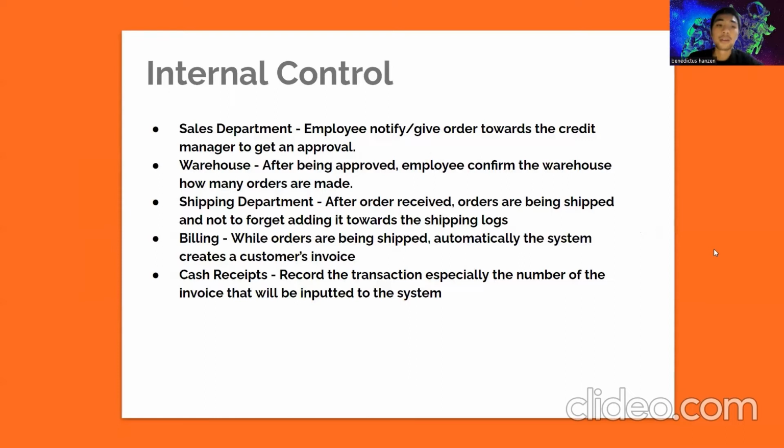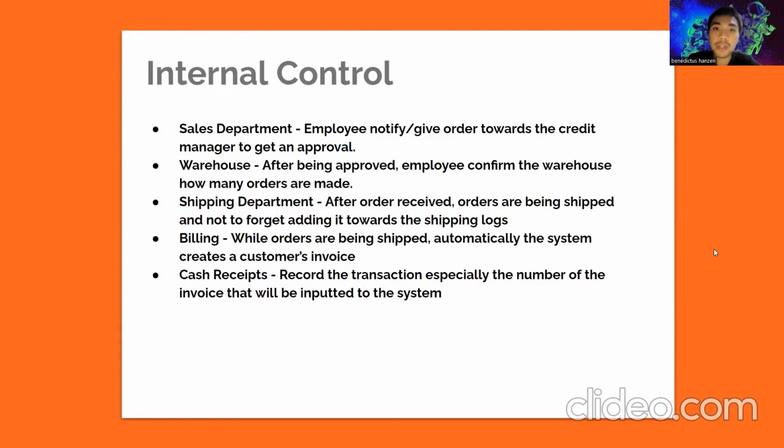Now, let's jump into the sales department. In the sales department, the employee or the clerk of the store will notify or give the order to the credit manager to get an approval. Here, the clerk or the employee cannot approve the order by himself, and as well, the credit manager must not change the credit limit of the order itself.